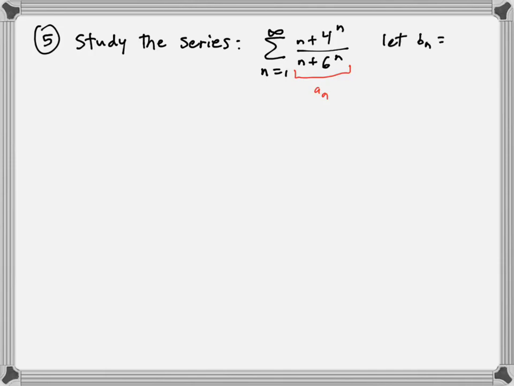It's a good thing to know, just in general, that exponentials always dominate polynomials. In other words, these two terms are going to dominate the expression. So we're going to let b_n equal 4^n over 6^n.